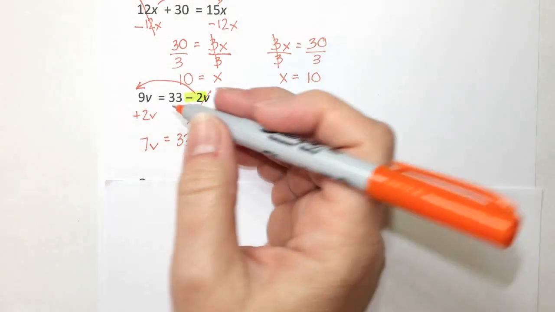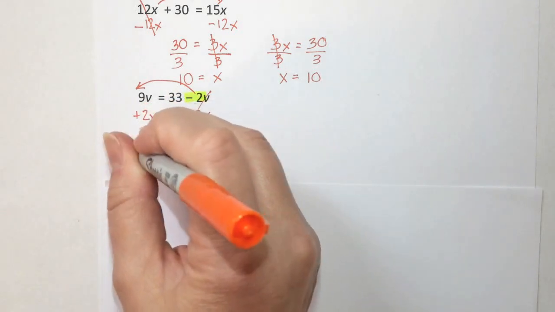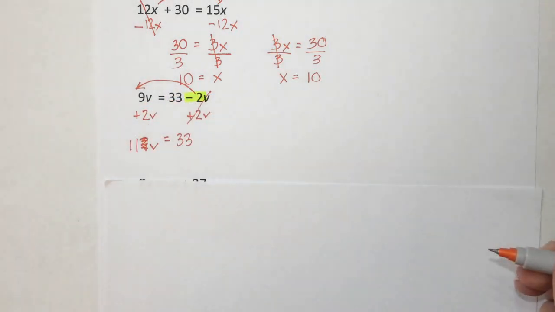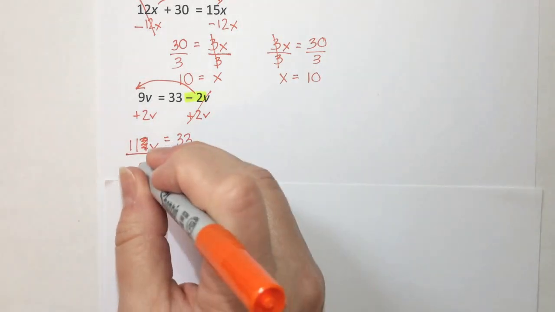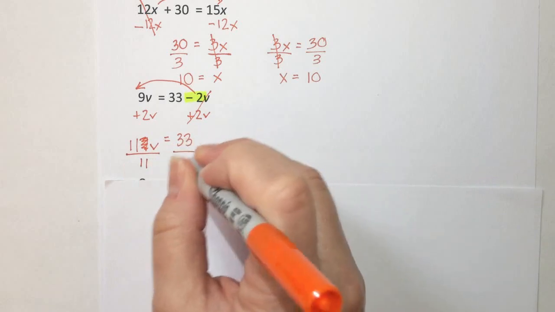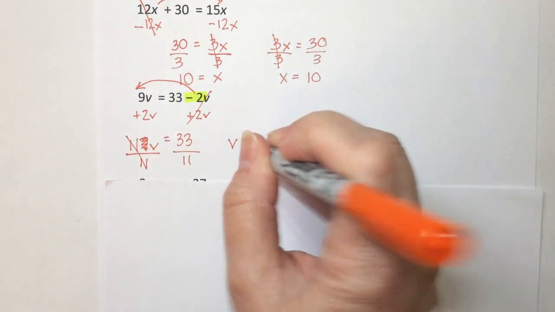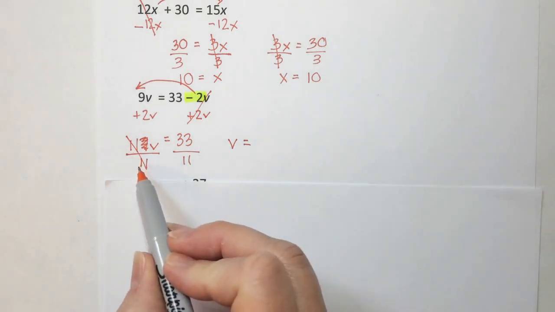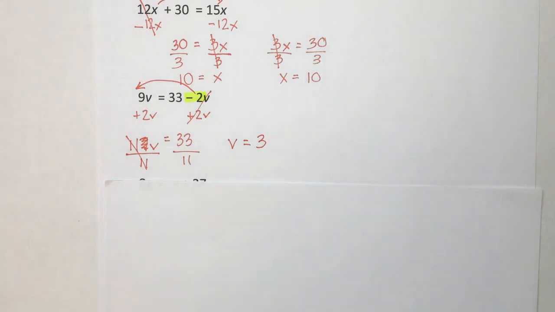Oops, sorry. 9 plus 2, which would be 11. I knew that didn't look right. Always check yourself, right? So this is multiplication. Do the same thing and then just divide 11 on both sides. V equals 11 over 11 is 1, so I can ignore that. 33 divided by 11 is 3.